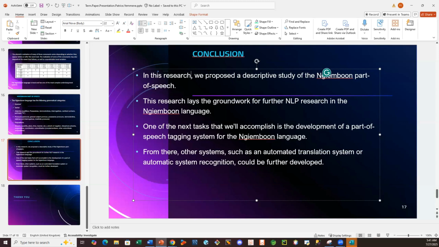And so this is only the groundwork that is being laid, and we really look forward to more in-depth natural language processing research and development that will be taking place on this language.